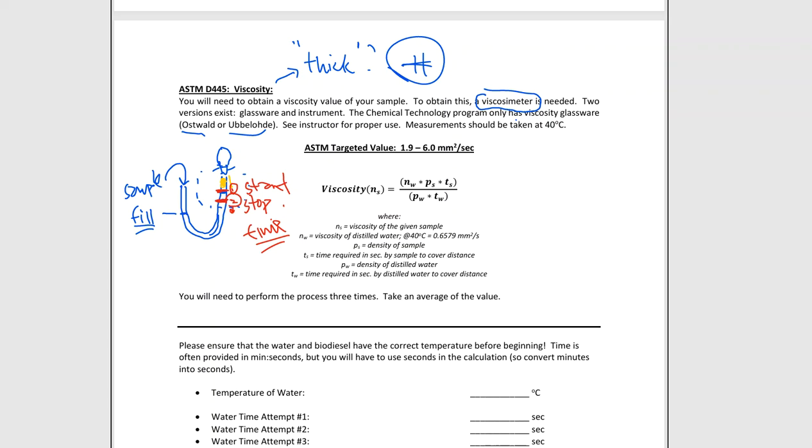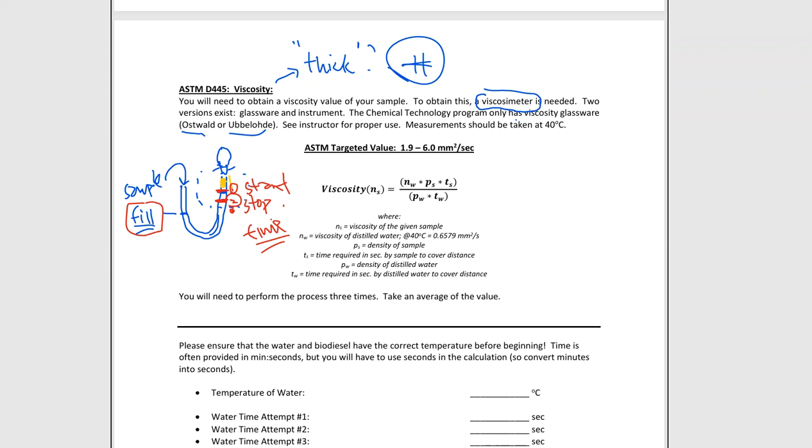The fill line over on the left-hand side is stamped to let you know how much of your sample is needed in order to go above this line and allow it to drain with no air pockets on the inside of this thing. So that's why the marking on the left is also very important. The fill line, I have to do that first.